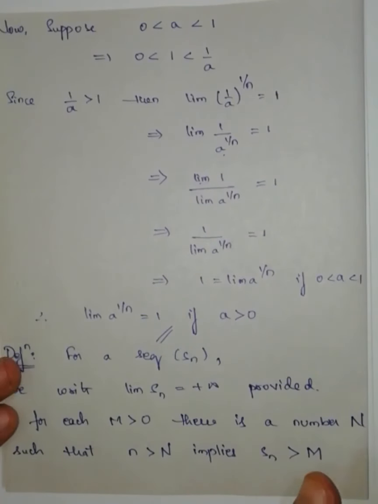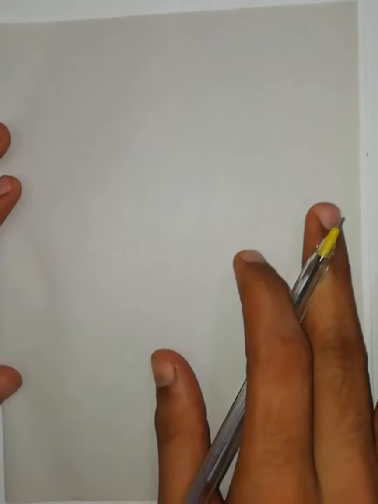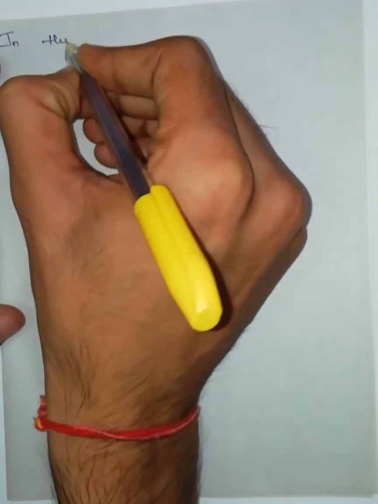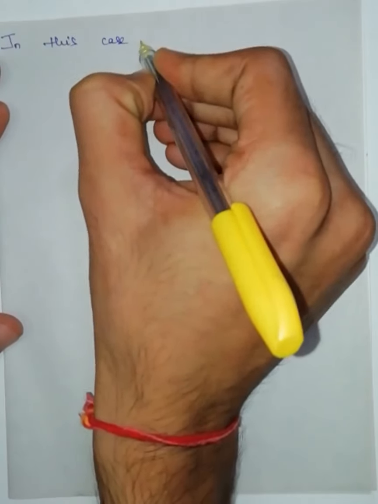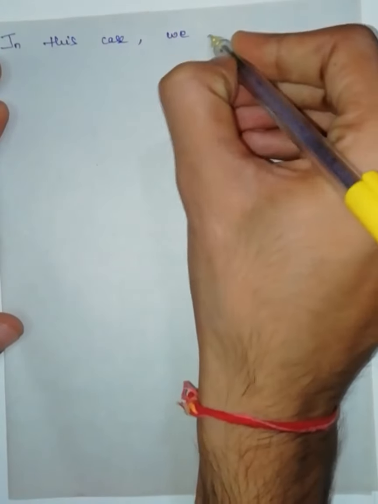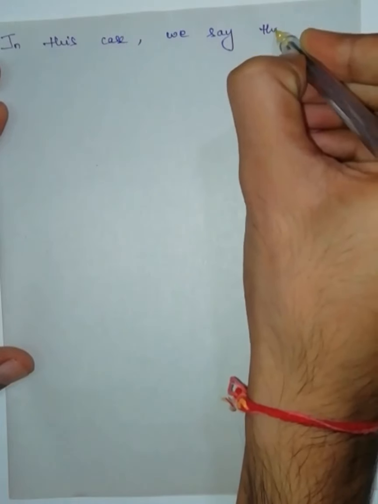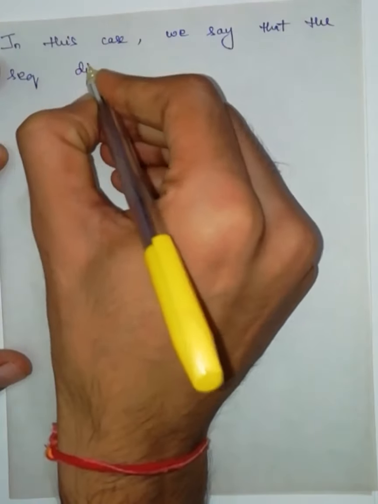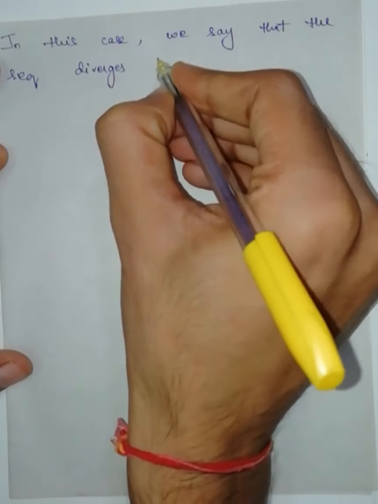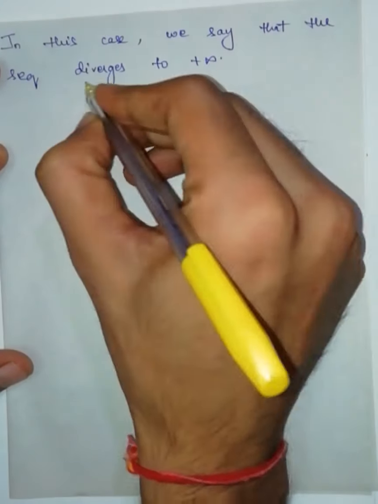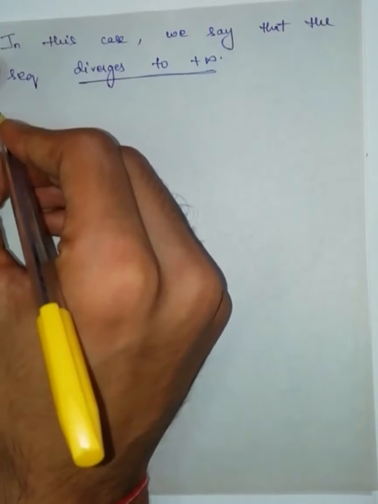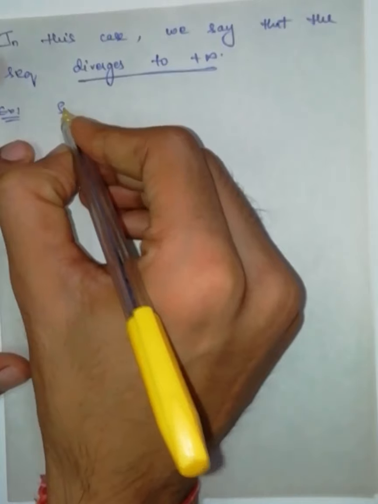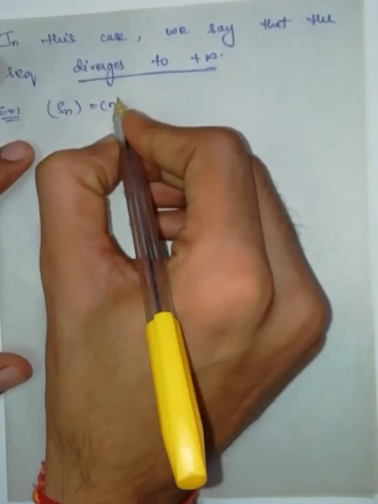In this case, we say that the sequence diverges to plus infinity. For example, I am going to take a sequence as Sn is equal to n.